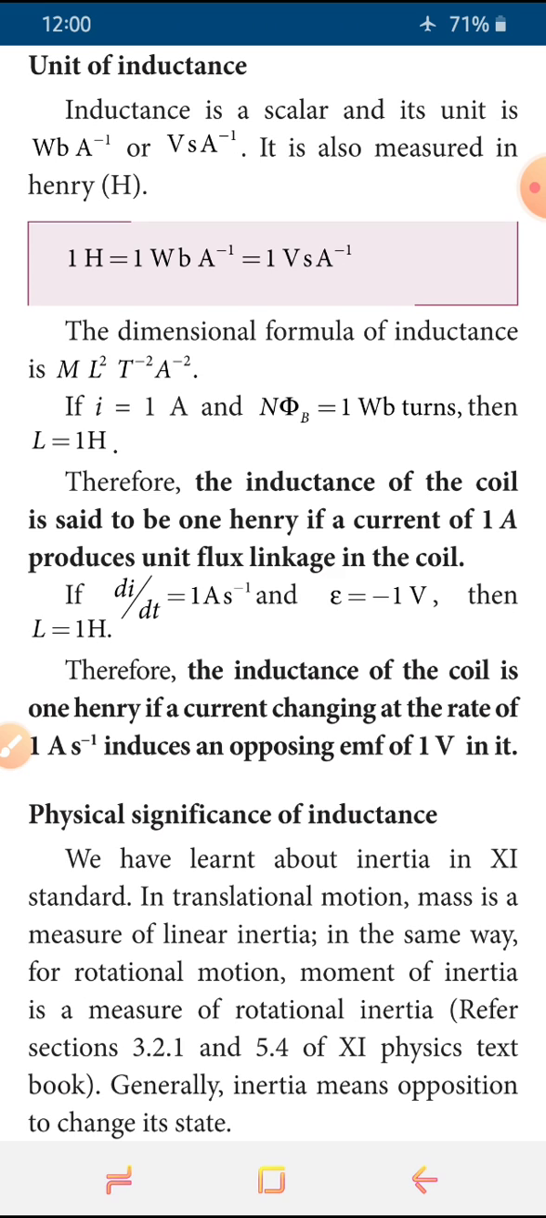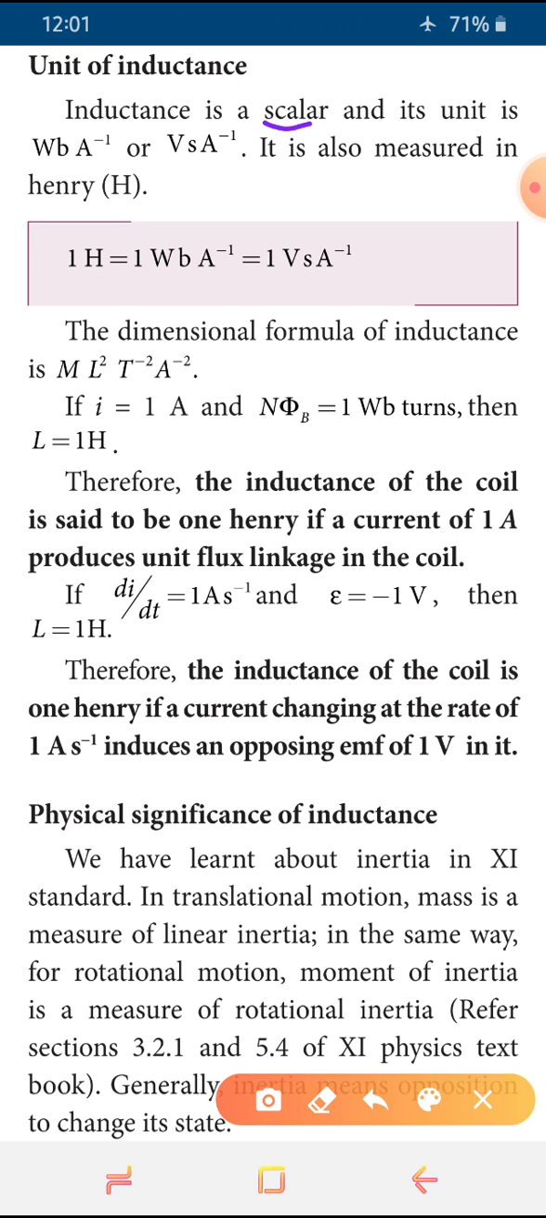The unit of inductance, it is nothing but a scalar. So what type of unit? It is a scalar. We know about scalar. Scalar means it has only magnitude, there is no direction, and its unit is taken as Weber per ampere or Vs per ampere. It is also measured in Henry. So among the three units, we can use any. 1 Henry is equal to 1 Weber per ampere, so 1 volt second per ampere.